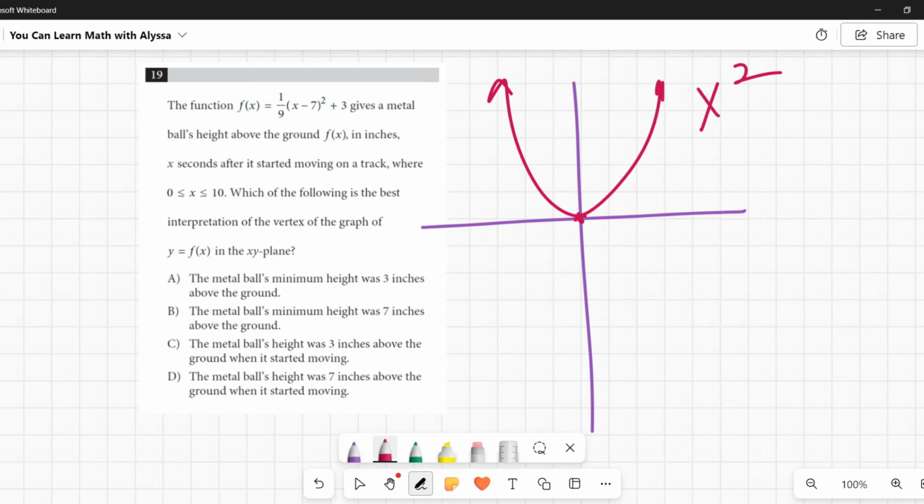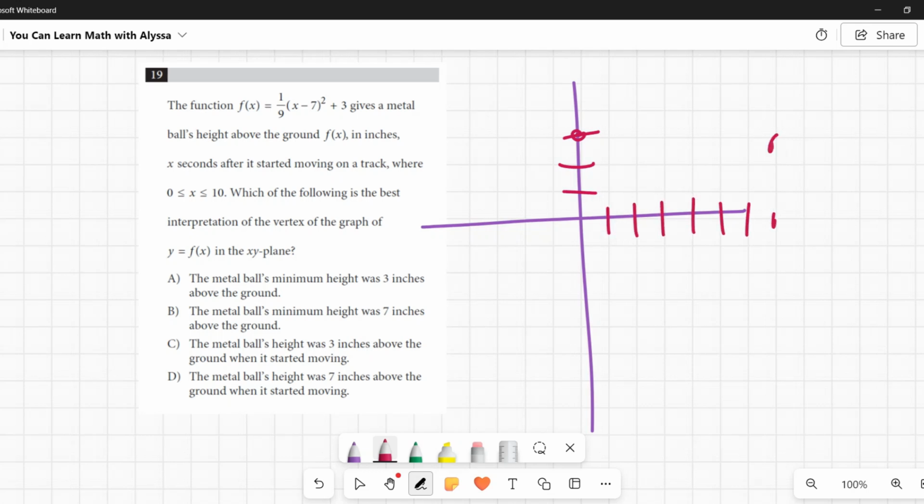Again, if you have these rules down pat, you can look at this right here and go, okay, so I'm starting with a plain x squared, and it's positive, so it's still opening up. That 3 is going to move the vertex up 3 points. And then that minus 7 is going to move it the opposite way, so plus 7 on the x. 1, 2, 3, 4, 5, 6, 7. Okay, so it's going to be there, and 1/9 means it's wide. So I've got a wide parabola with a vertex at 7, 3.